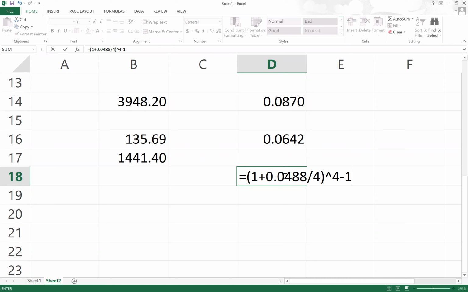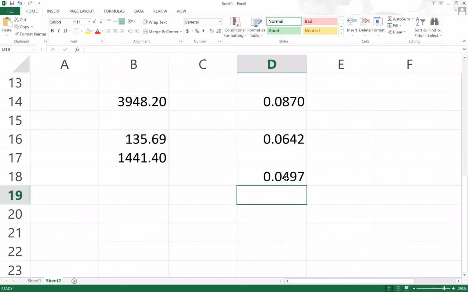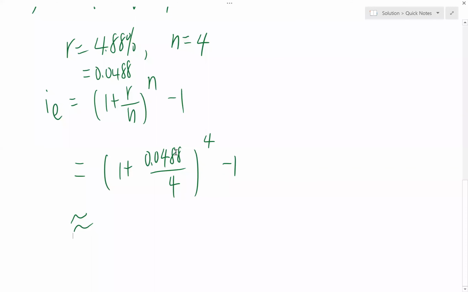And now once you input it, you get this. So it's 0.0497. That means the effective interest rate is 4.97%.